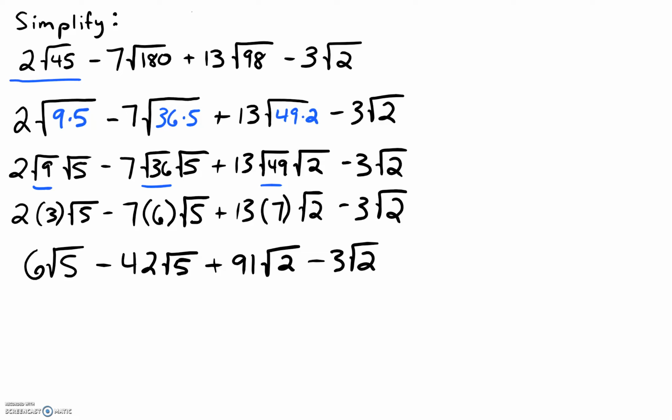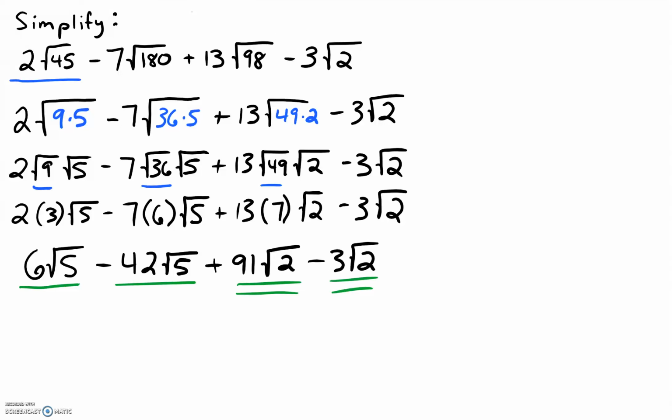And so now you may think, okay, we've done a lot of work, we're probably done. Well, not quite. There's one other thing we can do. We have some like terms. We have 6 square roots of 5 and 42 square roots of 5. We have 91 square roots of 2 and 3 square roots of 2. So another property of radicals is if you have the same radical, that means they're like terms, so we can combine those.